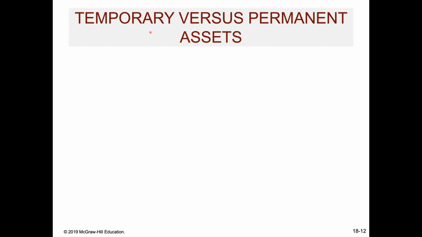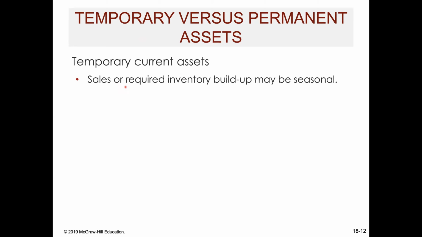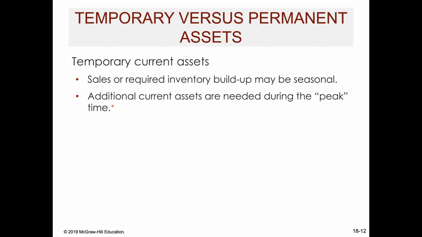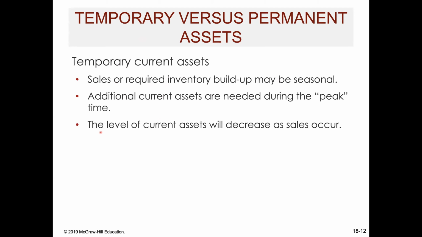So another concept we want to look at is temporary versus permanent assets. A temporary current asset is sales or required inventory buildup that may be seasonal. So we might need to have a seasonal increase in our current assets. Additional current assets are needed during the peak time. So maybe summer is the peak, and so the business needs to have more inventory or other current assets on hand. The level of current assets will decrease as sales occur.